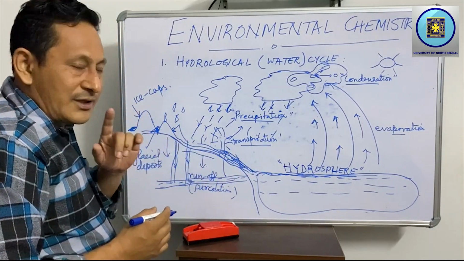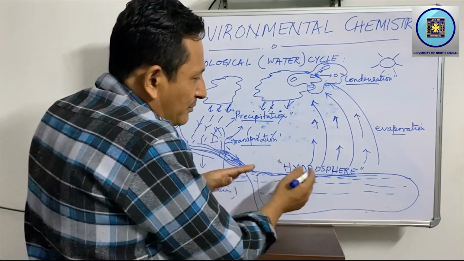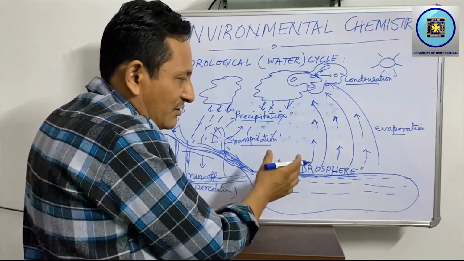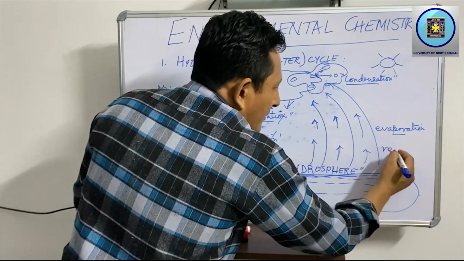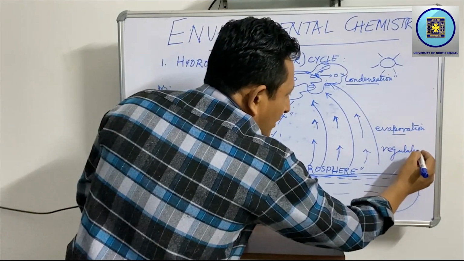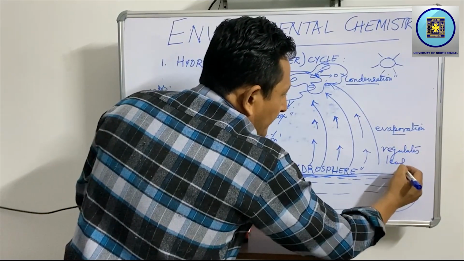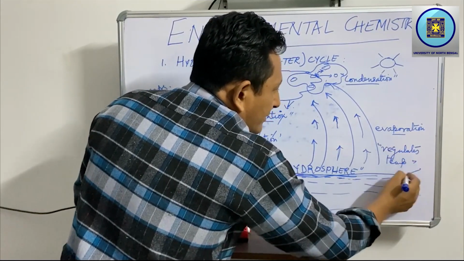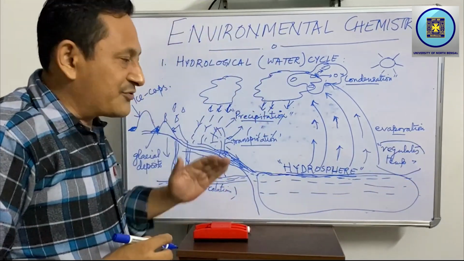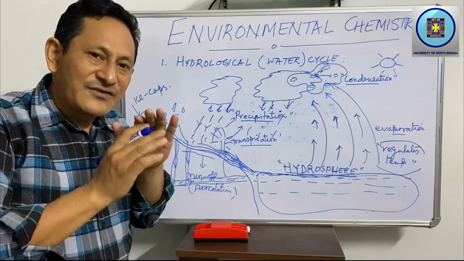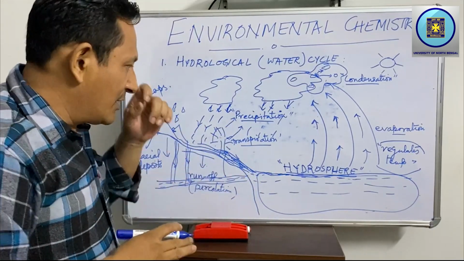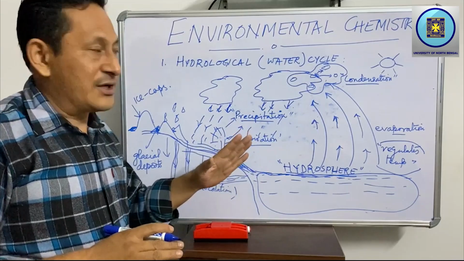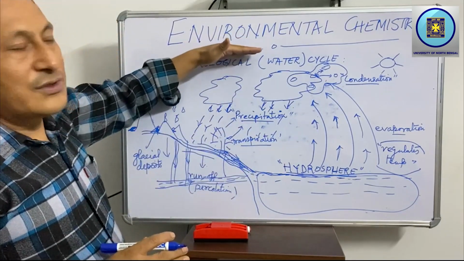The third and another important aspect of the importance of the hydrosphere is that it regulates the temperature on Earth. That's why it becomes very conducive for living organisms to live on Earth. So that is how the hydrosphere is important. Now, why is the hydrological cycle important?